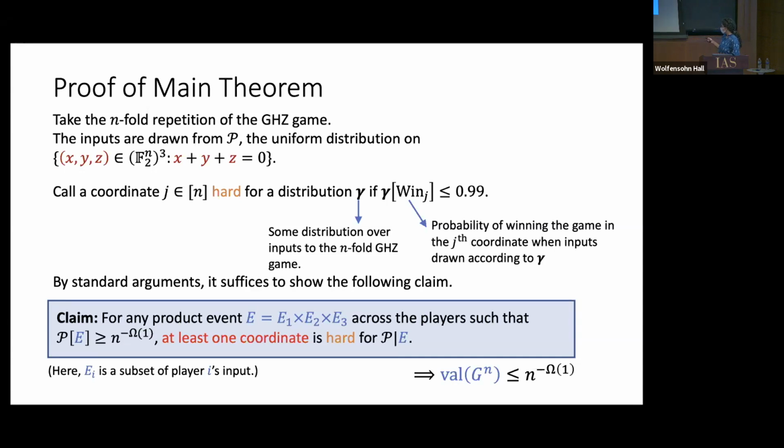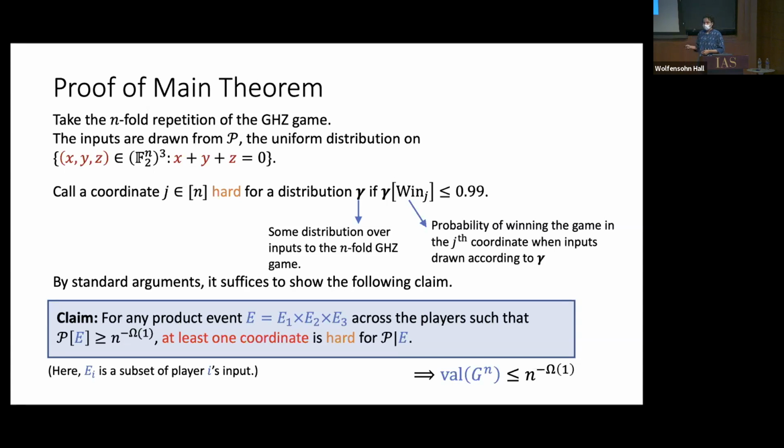Yeah, so now that we have this definition, it suffices to prove this claim. So what is this claim saying? It's saying for any product event E across the players, E1 is a subset of Alice's inputs, E2 is a subset of Bob's inputs, E3 is a subset of Charlie's inputs. All these are inputs for the n-fold game. And the assumption is that the measure of E under this distribution P is large, then at least one coordinate is hard for the distribution P conditioned on E.